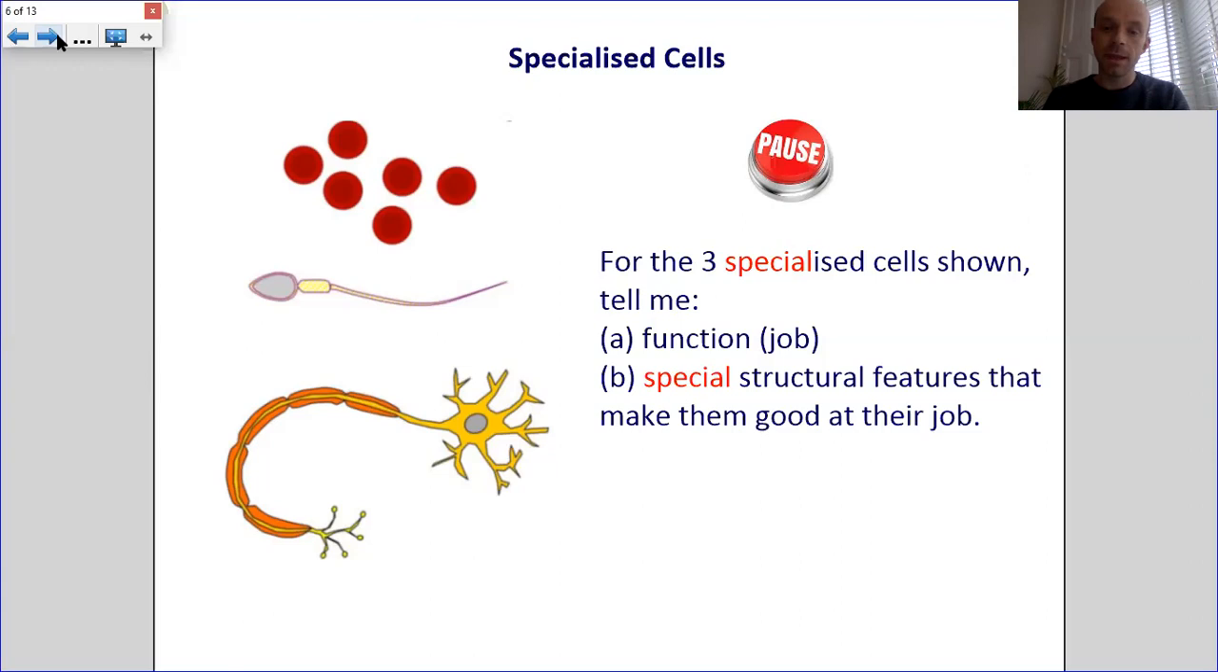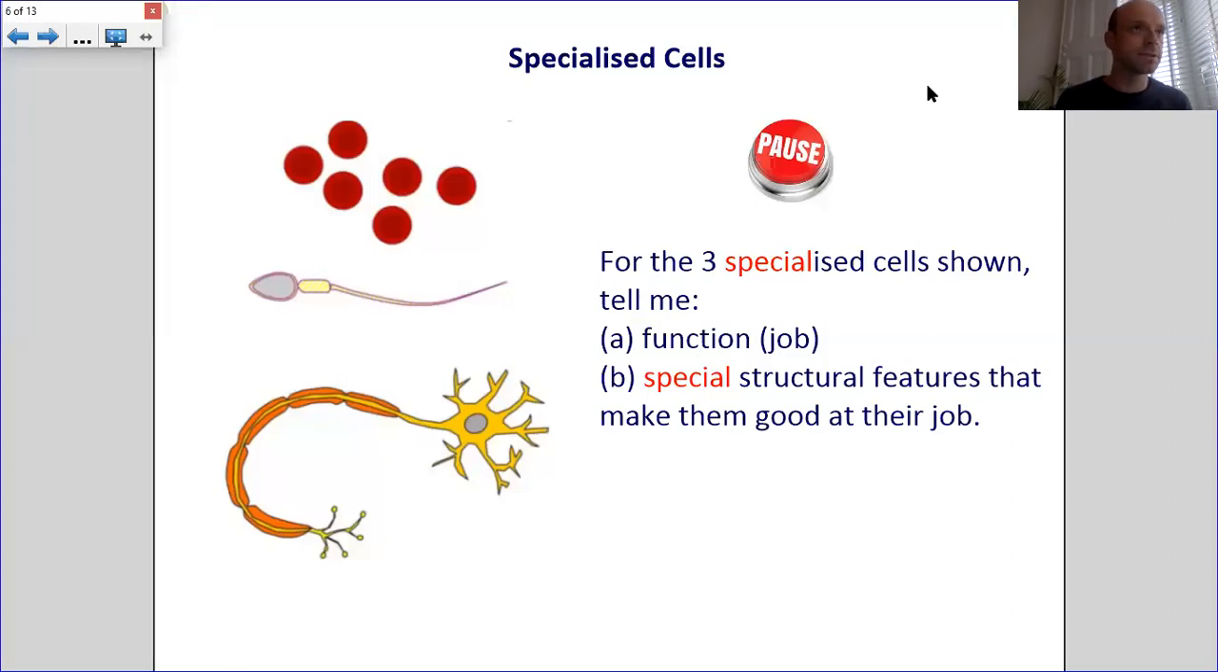So what I would like you to do on this slide is just for the 3 specialized cells that are displayed, just tell me what are the jobs of those cells? What are the structures that help them to carry out that job? In what way are they specialized in order to carry out their function? So really quickly, let's just run through some of the things you might have said.